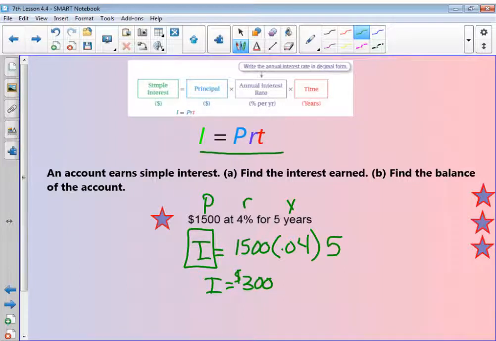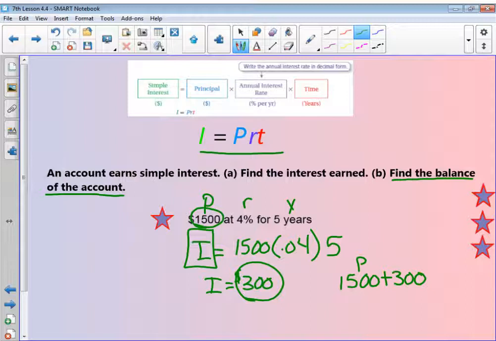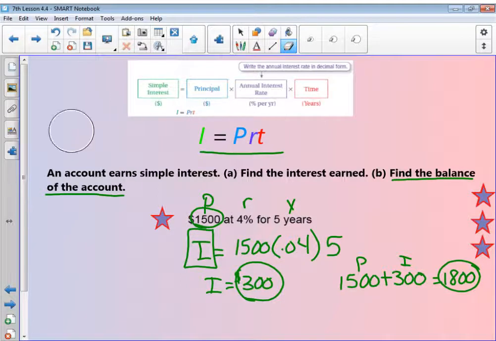The second part of the question says, find the balance of the account. So if I originally had $1,500 and I just earned $300 interest, that's money the bank is giving me to be able to use that $1,500. We're going to add those two together: $1,500 plus the $300 interest. So our principal plus our interest gives us $1,800 for a balance. Our balance is just the interest we earned plus what we originally had in there. This assumes that you don't ever take any money out. So at the end of 5 years, we would have $1,800 in that account.